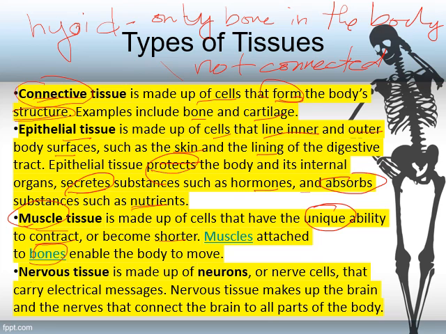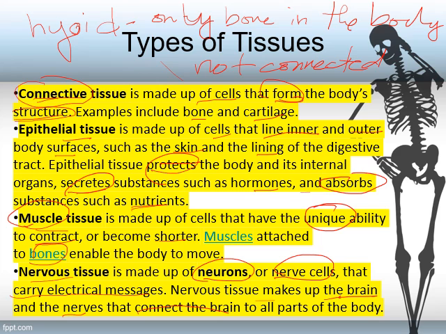And lastly, the nervous tissue. These are made up of neurons or the nerve cells. They carry electrical messages. Nervous tissue makes up the brain as well as the nerves, and the nervous tissue connects the brain to all parts of the body. Lahat ng parts ng katawan natin, they are connected to the brain through this nervous tissue. Yan yung apat na types of tissues ng human body na na-skip ko nung part 1 ng lecture.